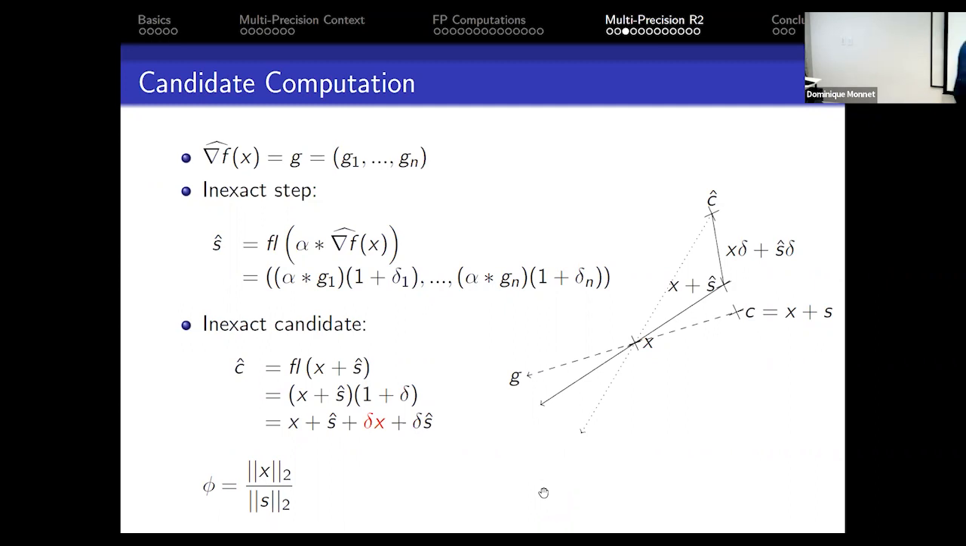So that we're going to take into account, and how do we take it into account? Basically, we're going to define an indicator P here, which is the norm of x divided by the norm of s. It tells you how big x is compared to step s. So if P is big, you should pay attention.